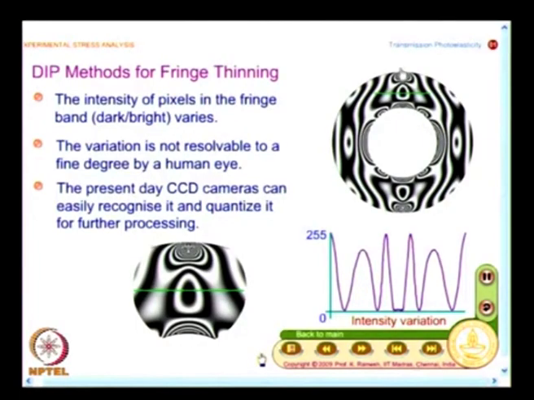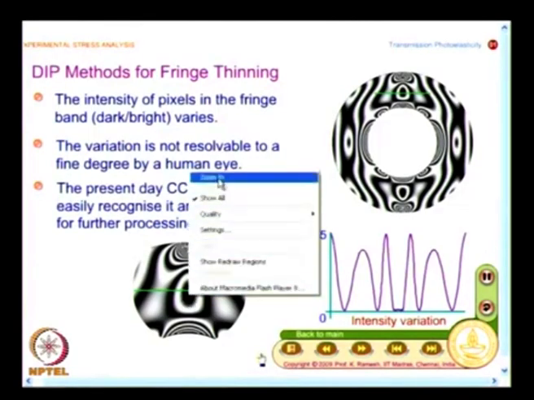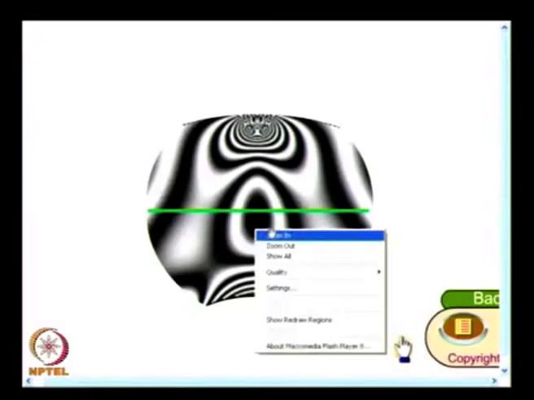So, what I have here is, this is the load application point, and what is shown here is, I have taken a line passing through these set of fringes, and this portion is enlarged, and this is recorded in a digital camera, and what you find is, there is variation of intensity along this line which the human eye is not able to very clearly distinguish.